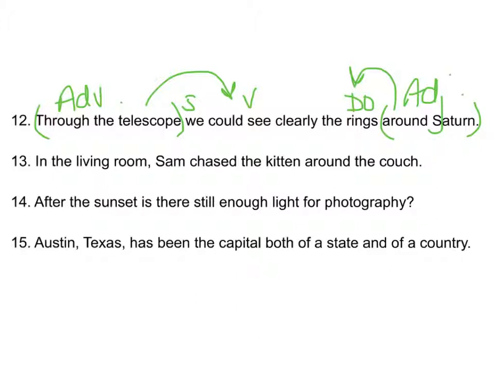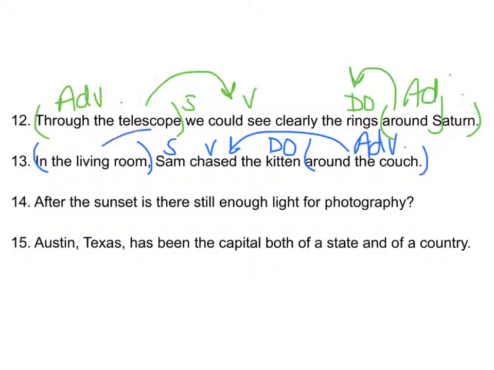Next one. In the living room, Sam chased the kitten around the couch. Chased is your verb. Sam chased who or what? The kitten. Around the couch modifies chased. Okay, they chased around the couch. It's adverbial. And they also chased in the living room. So they are both modifying the verb of this sentence.